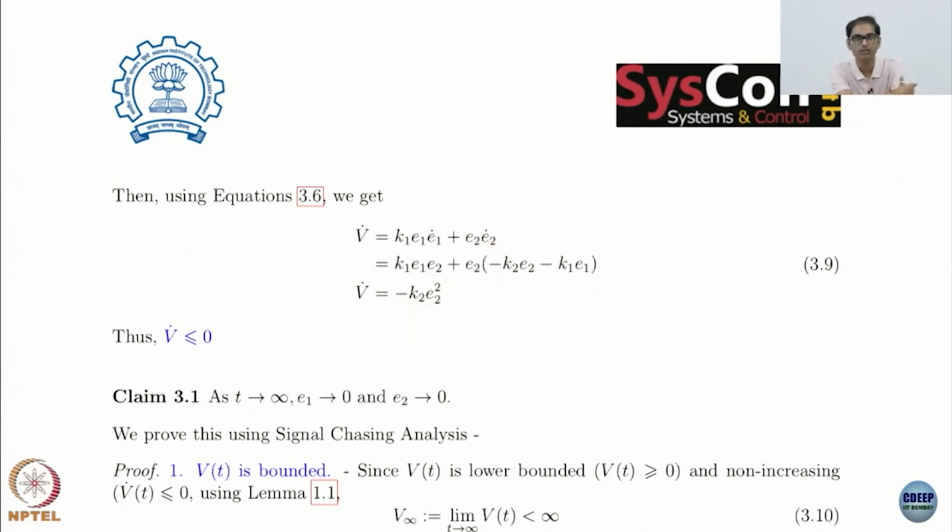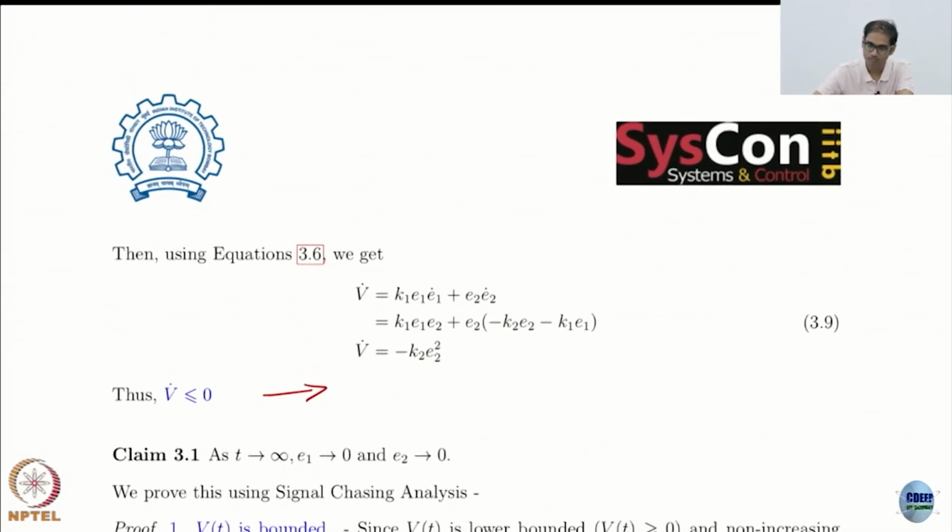Minus K2 E2 square. This is only negative semi-definite, right, because it contains only one state, nothing can be definite until it contains all the states, right. So, obviously only negative semi-definite. So, from Lyapunov theorem, what do I get at this stage? What can I conclude from Lyapunov theorem? V is nice, positive definite, radially unbounded and everything, and V dot is negative semi-definite. What do I conclude from the Lyapunov theorem? Stability, only stability, or uniform stability if you want, although it is irrelevant here because there is no time dependence. Uniform stability in the sense of Lyapunov, okay.